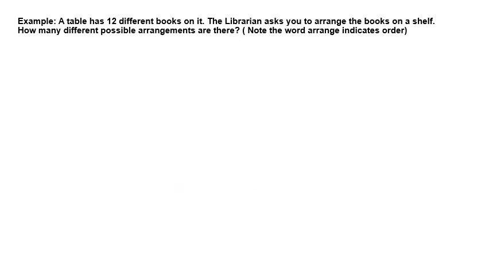Our next example, we have a table that has 12 different books on it. The librarian asks you to arrange the books on a shelf. How many different possible arrangements are there? What's important here is to note the word arrange indicates order. When you're saying you are arranging something, you're indicating the order in which things are placed makes a difference. Pause the video.